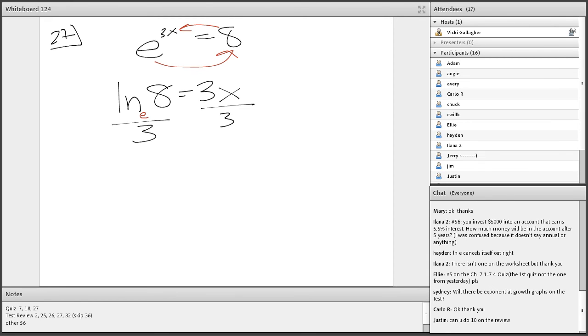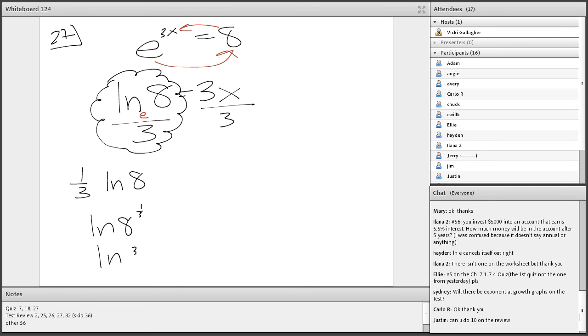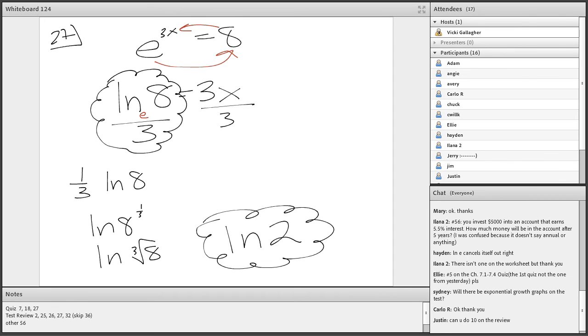And we can divide by 3. This is actually very similar to one we just did on the review. This is an okay answer. I would give my students full credit on the test. A better answer, instead of dividing by 3, you would multiply by 1/3, which can then become an exponent on the 8, which means we're going to cube root the 8. And the best answer to this problem is the natural log of 2. So that was number 27 on the quiz.